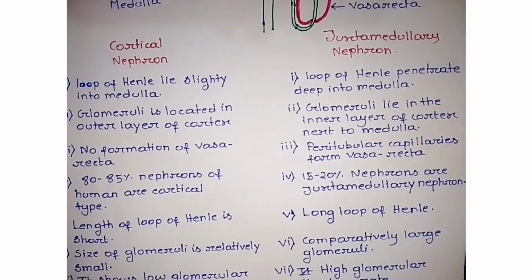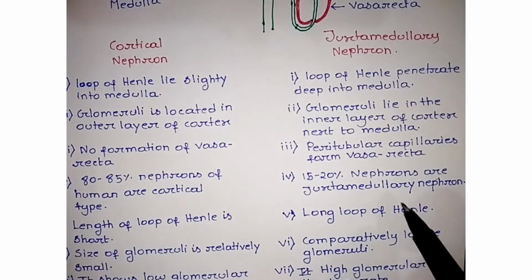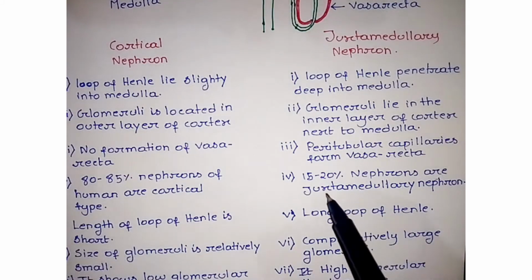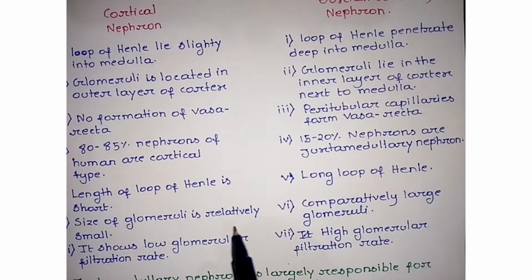tubular fluid. Now 80 to 85% of nephrons in humans are cortical type. On the other hand, 15 to 20% of nephrons are juxtamedullary nephron. So the percentage of cortical nephron is higher than juxtamedullary nephron. As we know, the length of the loop of Henle is short in case of cortical nephron. On the other hand, the length of the loop of Henle is long.